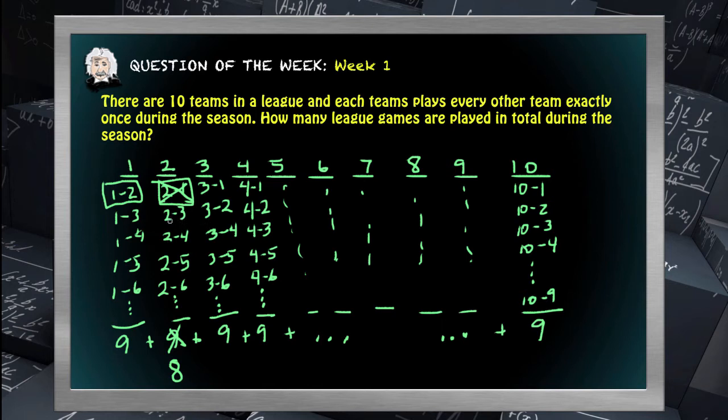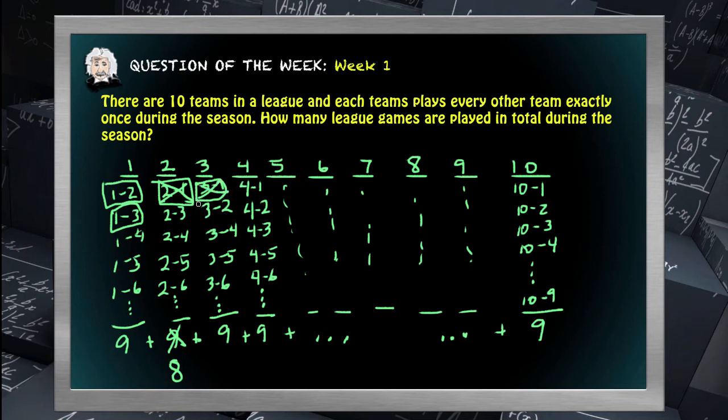Okay, let's move on to Team 3, see how that works out. Well, the first game is 3 with 1. But wait a second, didn't I already count that game as well? 3-1 and 1-3. Again, order doesn't matter of the teams in this case. So 3-1 is the same as 1-3. I can eliminate that. I've already counted it when I counted the first team.